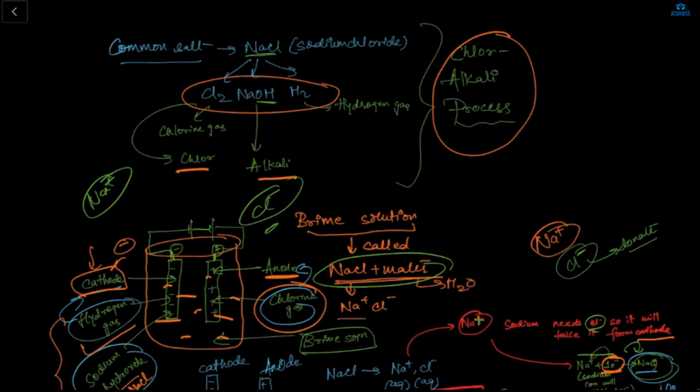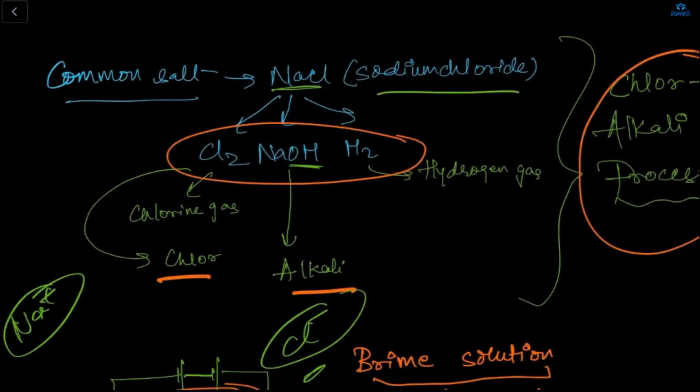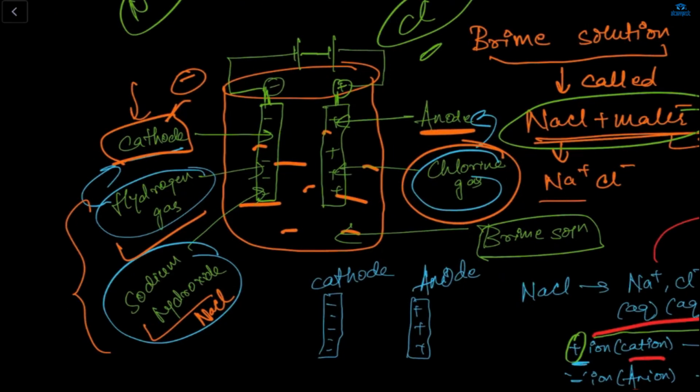So what is common salt? Common salt is NaCl. NaCl is nothing but sodium chloride, and it yields three products: chlorine gas, hydrogen gas, and NaOH. OH is hydroxide, so we call it an alkali. Now, this was the diagram we discussed.